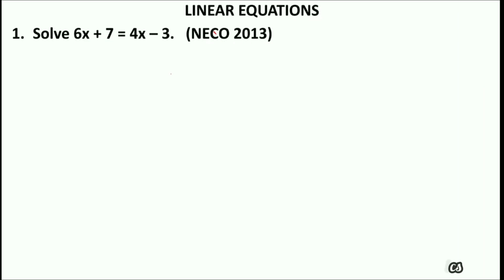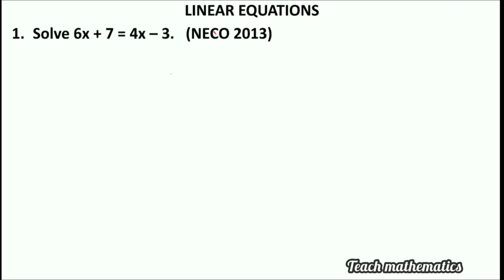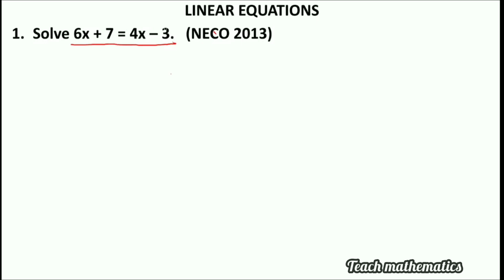Alright, so question 1. Solve 6x + 7 = 4x - 3. Step 1. Collect the like terms. Like terms are things that have something in common, that are similar. More importantly, they are things that have the same variable with the same power. This is an equation in terms of x, and so we can find x here.